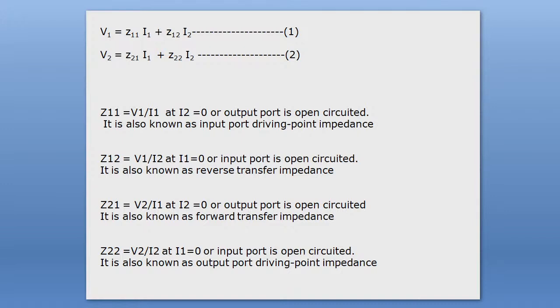to understand these parameters? You see, we have considered a two-port network. The two-port network has a total of 4 terminals. Therefore, it has a total of 4 variables: V1, V2, I1, I2, input port current, output port current, input port voltage, output port voltage.